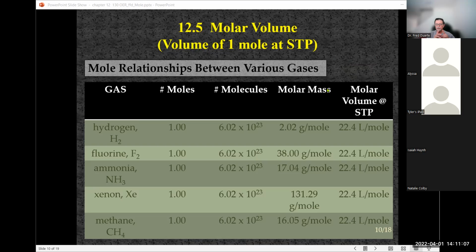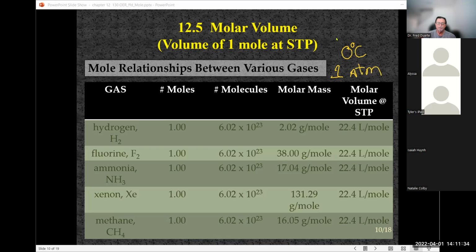But one set of conditions is what we call STP, okay? Standard temperature and pressure. Now, the standard temperature is 0 degrees Celsius, and the standard pressure is 1 atmosphere.